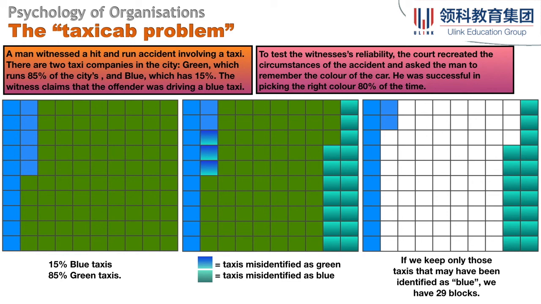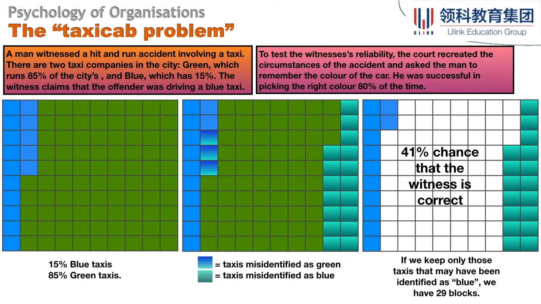So if we take into account that the majority of these blocks are actually greens misidentified as blue, then we probably shouldn't believe his testimony. And if you do the calculation here, the chances of him being correct are 12 out of 29. And if you do that division, that means there's a 41% chance that the witness is correct. So we're less than 50%. We should not believe his testimony.